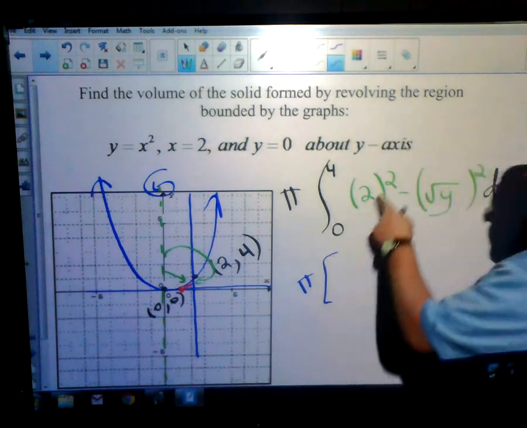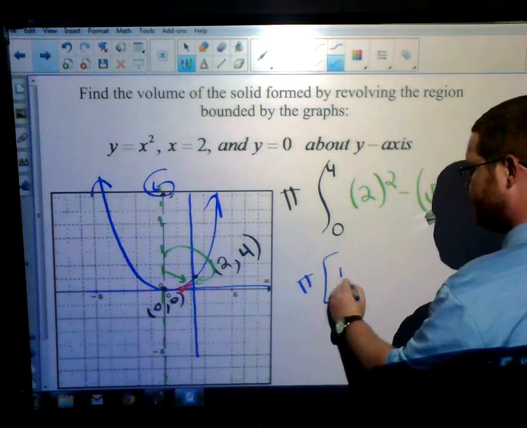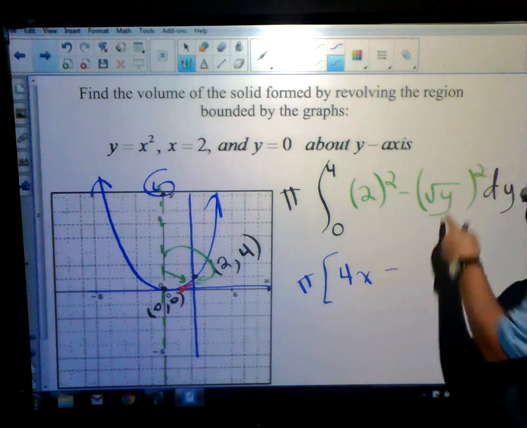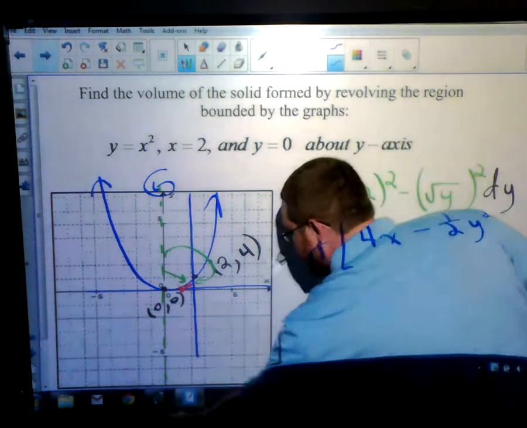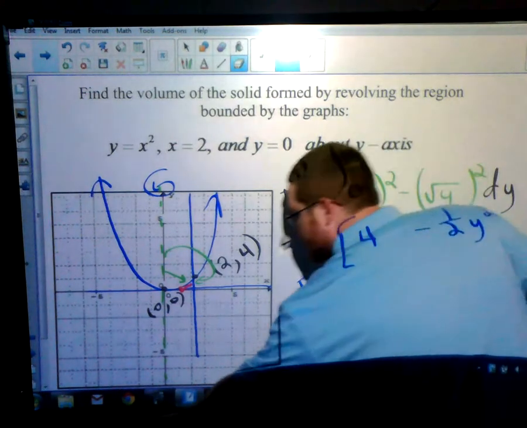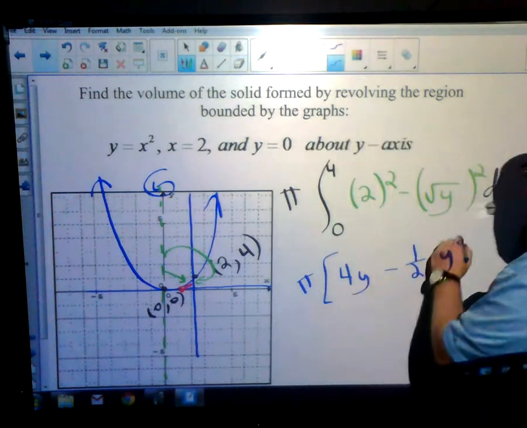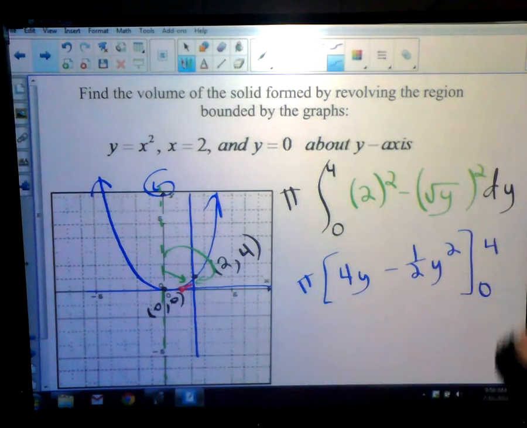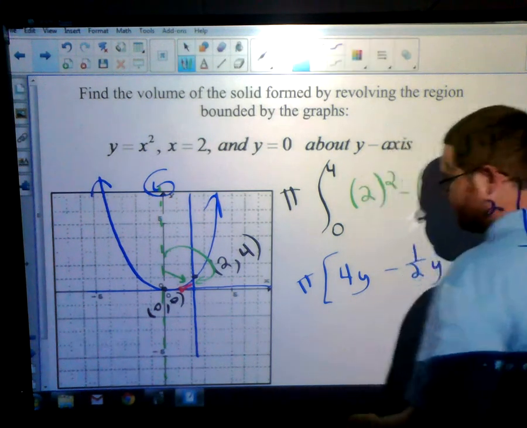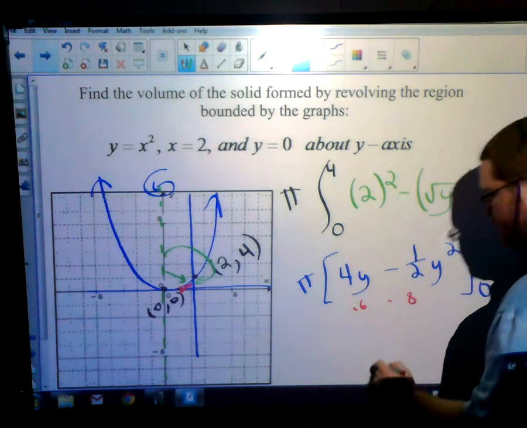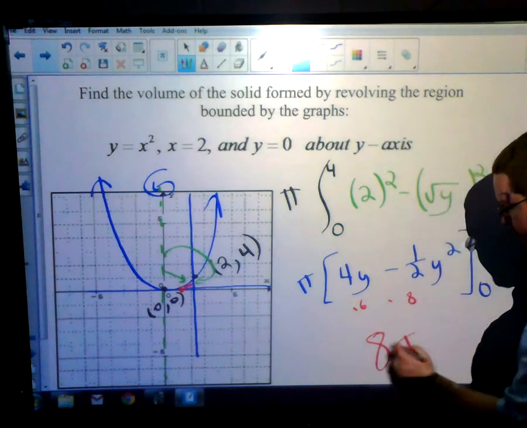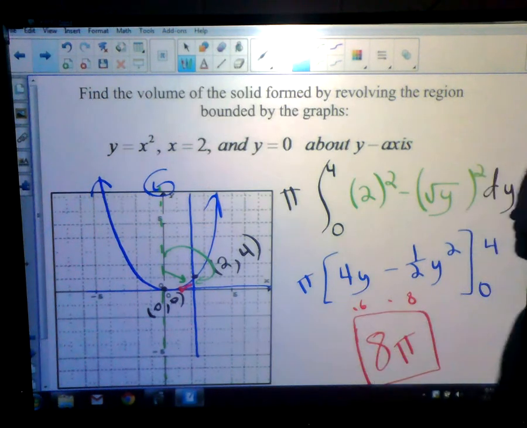times, that's 4, and if you integrate 4, you get 4x, minus, that's y, so that'd be 1/2 y squared. I don't know why I put x, it should be y, I'm sorry, 4y. Evaluated from 0 to 4. Plugging in 0 gives you nothing, so I don't have to worry about it. If you plug in 4, you get 16 minus 8, which is 8 pi. So the volume of that shape when you rotate it is 8 pi.